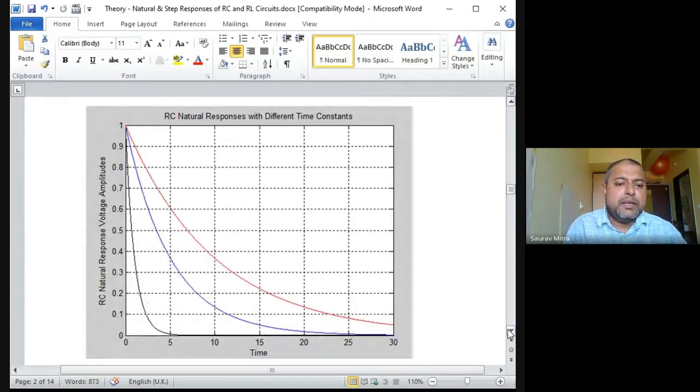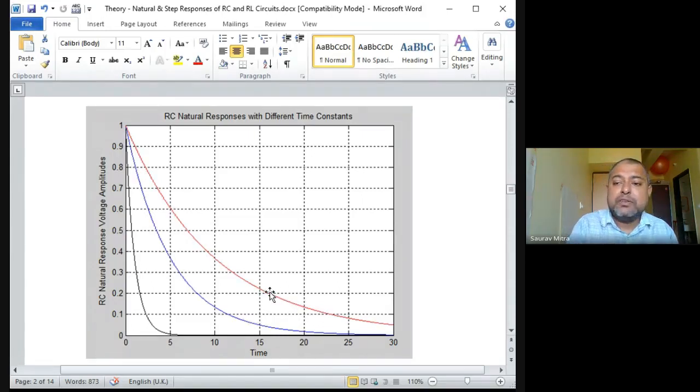So here we are seeing three different circuits with three different RC. Okay, so RC natural response with three different time constants. Can anybody tell me in which case tau is low and in which case tau is high? So what is tau in case of RC circuit? It is R into C. So the bigger the value of tau, the slower is the response. Slower response means the decay will be slower. So in this case, the decay is slower.